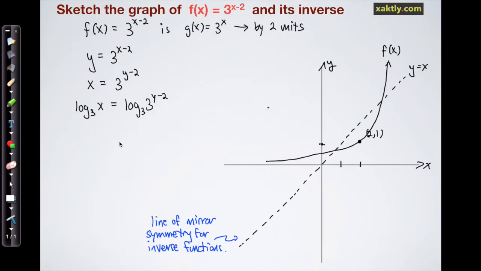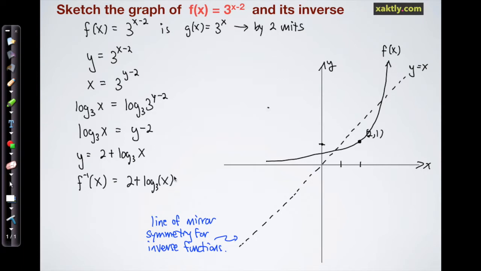Now the log base 3 of 3 to the anything is just that thing. So on the left side I have the log base 3 of x, and on the right side I just have y minus 2. So finally, the inverse is y is equal to 2 plus the log base 3 of x. So we have f inverse of x is equal to 2 plus the log base 3 of x, and then we have f of x, which we already graphed.